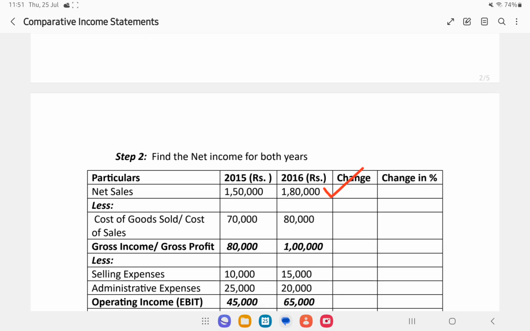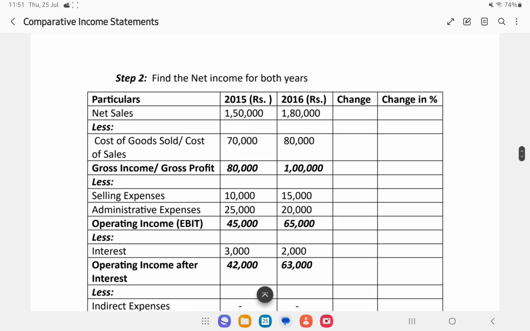From net sales, we are deducting the cost of goods sold. From now, I am not showing the question, but I have written the same amounts here. The cost of goods sold is 70,000 for the year 2050 and 80,000 for the year 2060. So we first have to find the gross profit. How can we find the gross profit? From the 1,50,000 we deduct the 70,000.